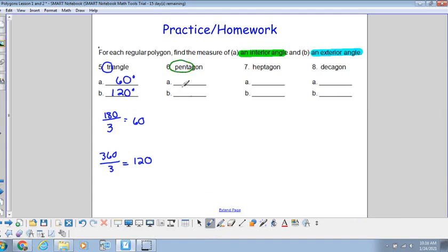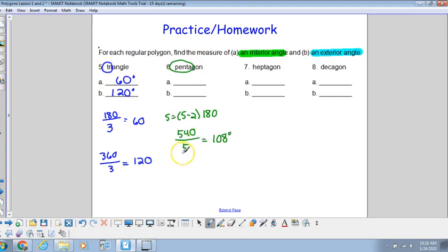We have a pentagon which has 5 sides. So our sum will be 5 minus 2 times 180. So that sum is 540. And we'll divide by 5, since a pentagon has 5 sides. And when we divide there, we get 108 degrees.